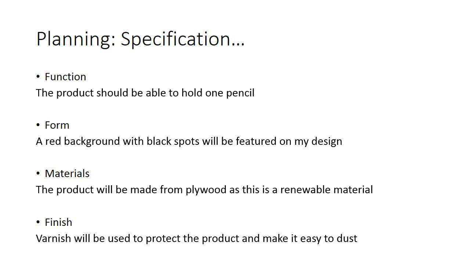Materials, well, we might decide to make the product out of plywood, and we give the justification that this is a renewable material, so it can be replaced. And in terms of finish, perhaps a varnish finish will be used for the product, as this will make it easy to clean. Here, this is an example of a design specification that you will develop in this subject.